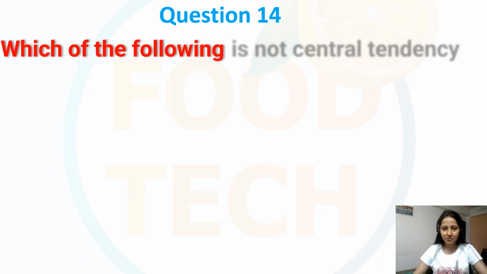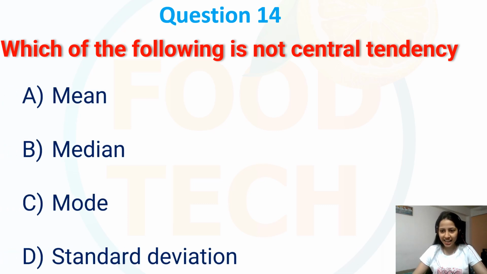Next question, number 14. Which of the following is not a central tendency? The options are mean, median, mode, or standard deviation. What is central tendency? Central tendency describes the central or typical value in a data set. Mean, median, and mode are all measures of central tendency. They represent different ways of summarizing the central value or typical value of a data set, whereas standard deviation is not a measure of central tendency.